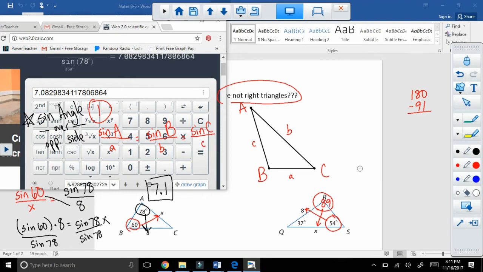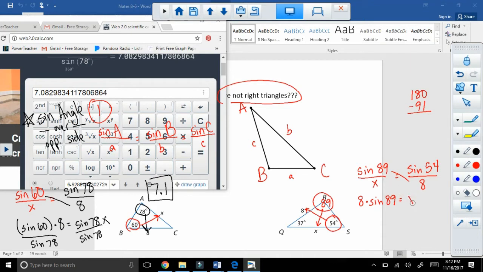Now I can use the law of sines, where I have the sine of 89 is to x as the sine of 54 is to 8. When I cross multiply here, I'm going to multiply 8 times the sine of 89.